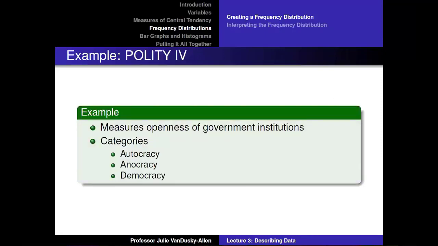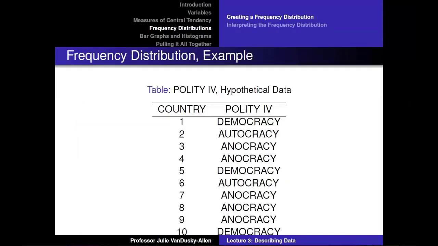As an example of how to build a frequency distribution, I will use hypothetical POLITY4 data. POLITY4 measures the openness of democratic institutions. POLITY4 classifies countries as autocratic, anocratic, or democratic. This is a hypothetical dataset of 10 countries. Each country's POLITY4 classification is indicated in the column here. As you can see, there are 3 democracies, there are 5 anocracies, and there are 2 autocracies. We will use this information to build a frequency distribution.